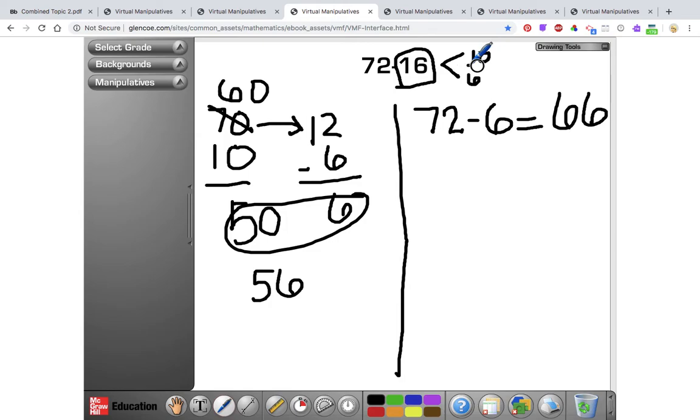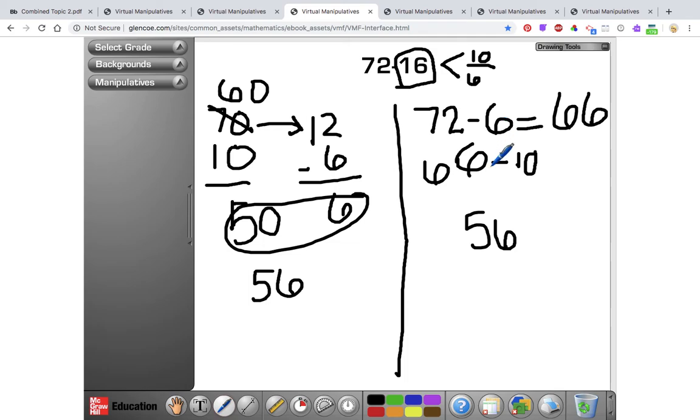Then I still have my 10. So then I'd figure out what 66 minus 10 is. 66 minus 10 is going to be 56. So again, I get either one of those. I get 56. Depends on what strategy works best for me.